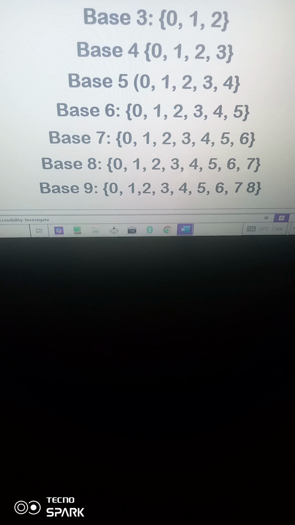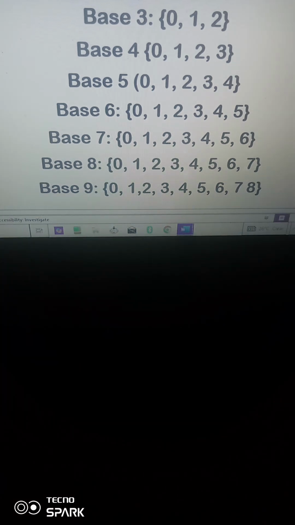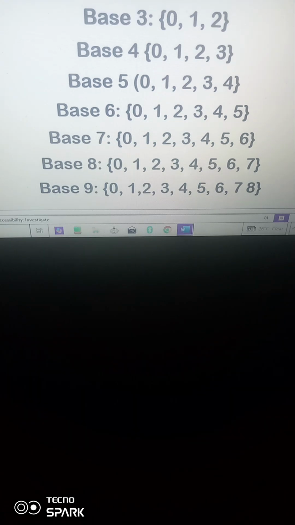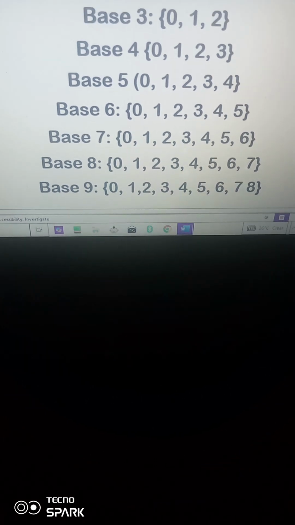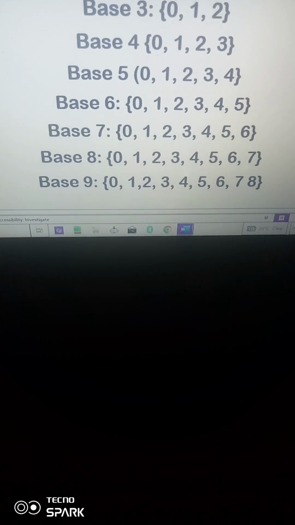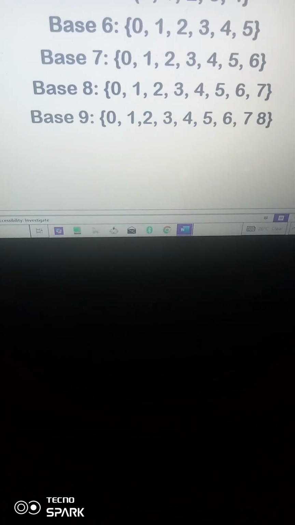The reason for this is that in base 2, you will not find 2. In base 3, you will not write 3. And in base 7, you will not write 7. In base 10, you cannot write 10. So let us go to addition and subtraction of bases.